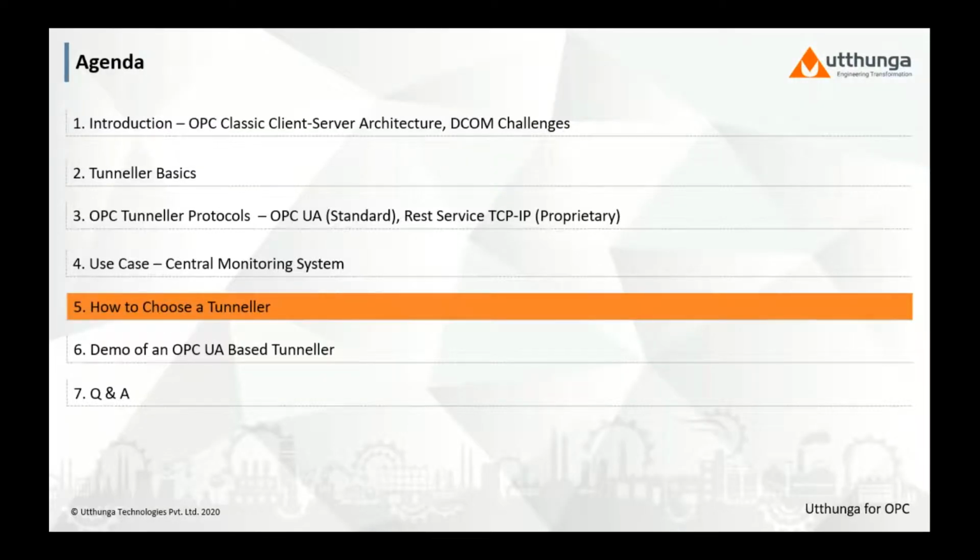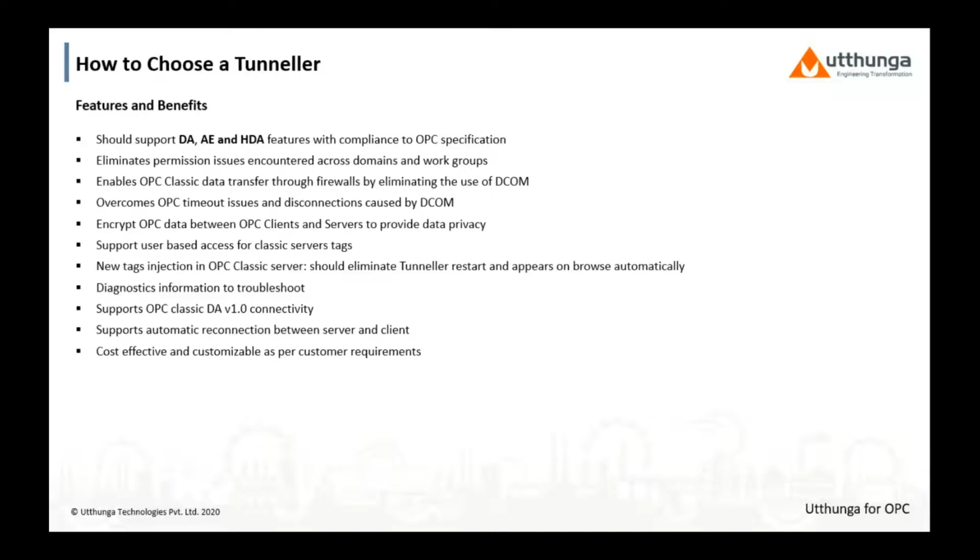So next, how to choose a tunneler. As an end user, when choosing a tunneler, there are some basic features and benefits you should look for. Basically, it should support Data Access, Alarms and Events, and HDA features, with compliance to the OPC specification.